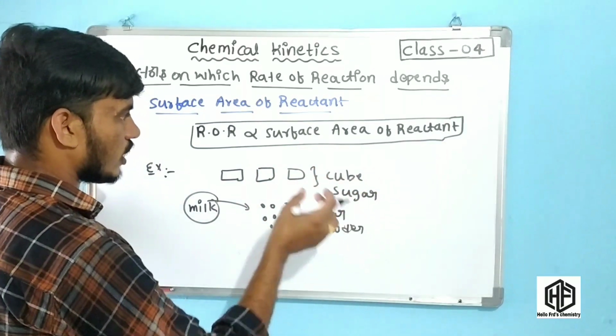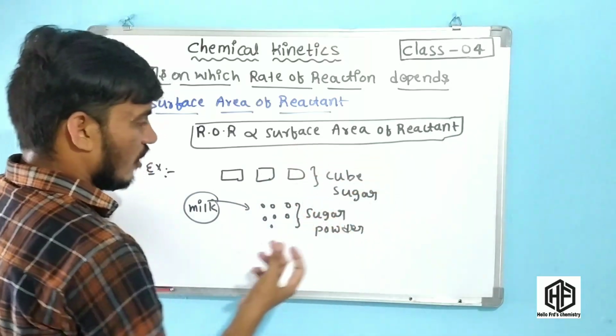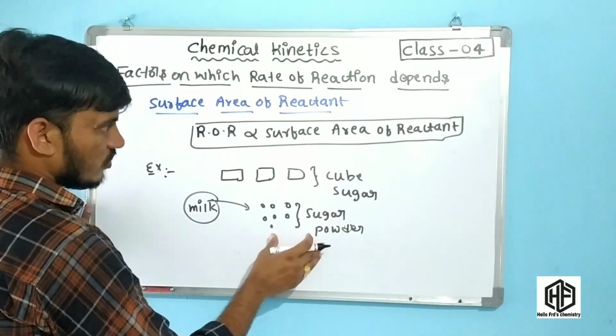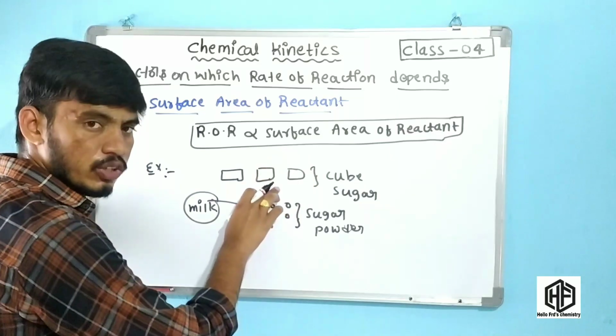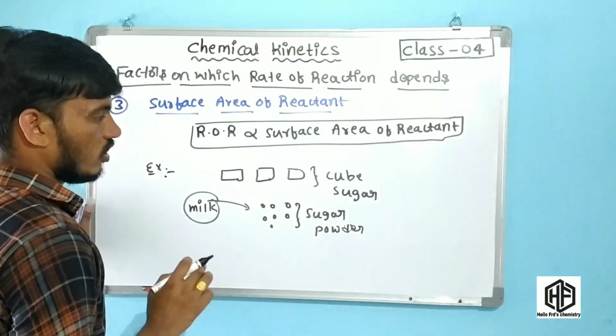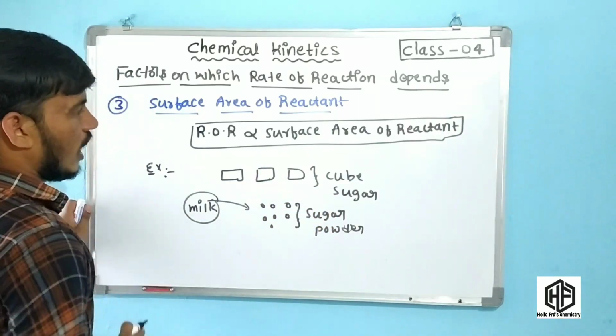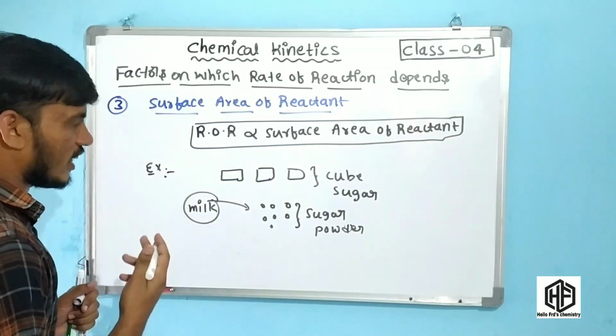Because the number of particles or molecules increases, what happens, friends? Surface area is very high. Sugar powder has a very high surface area compared to the cube sugar molecules. Okay, friends, this is the concept of the surface area of the reactant.